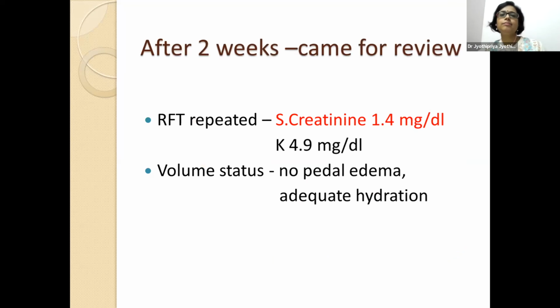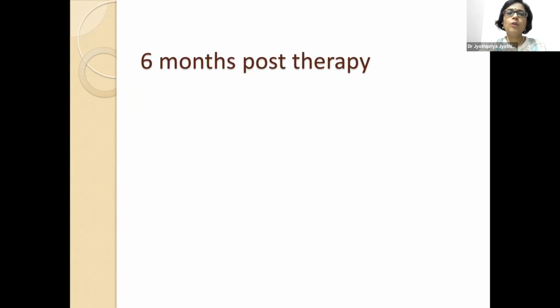Now, my patient is coming after 2 weeks. I call for a review to repeat the RFT. Now, the creatinine is 1.4 and potassium is 4.9. Seeing that mild increase in creatinine, no need to panic, but make sure other causes of AKI are ruled out. If adequate hydration is ensured, if there is no volume loss, and if there is no other cause for AKI, we can continue with the current regimen. Now, this regimen is continued for the next 6 months. Now, the patient is coming with a creatinine of 1.3. So it has reduced from the initial surge.